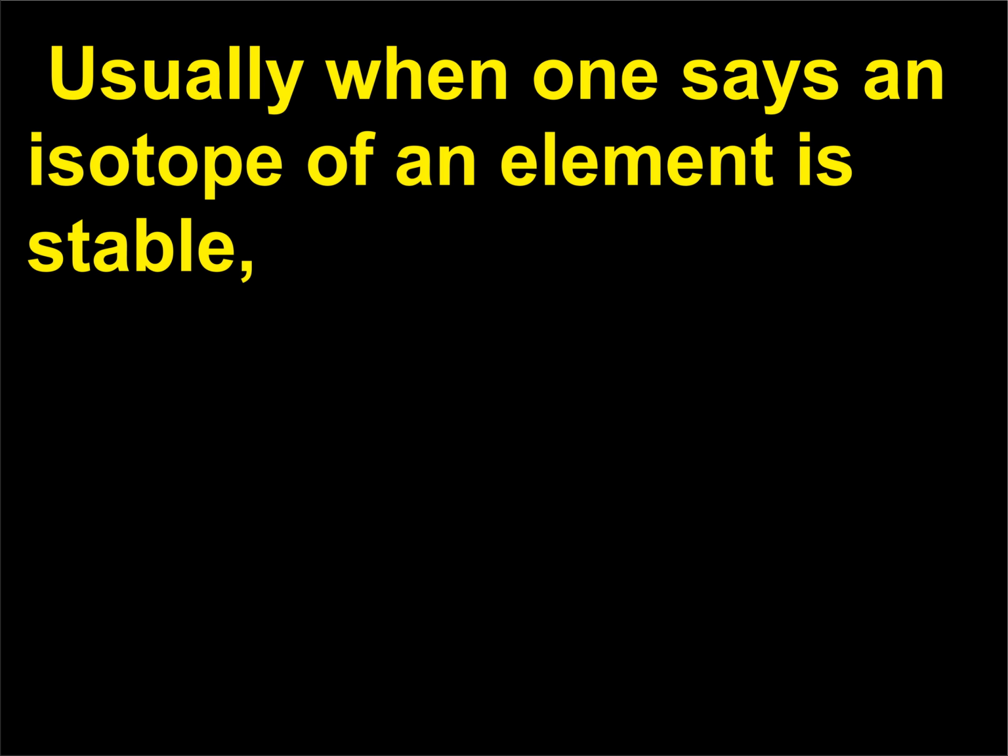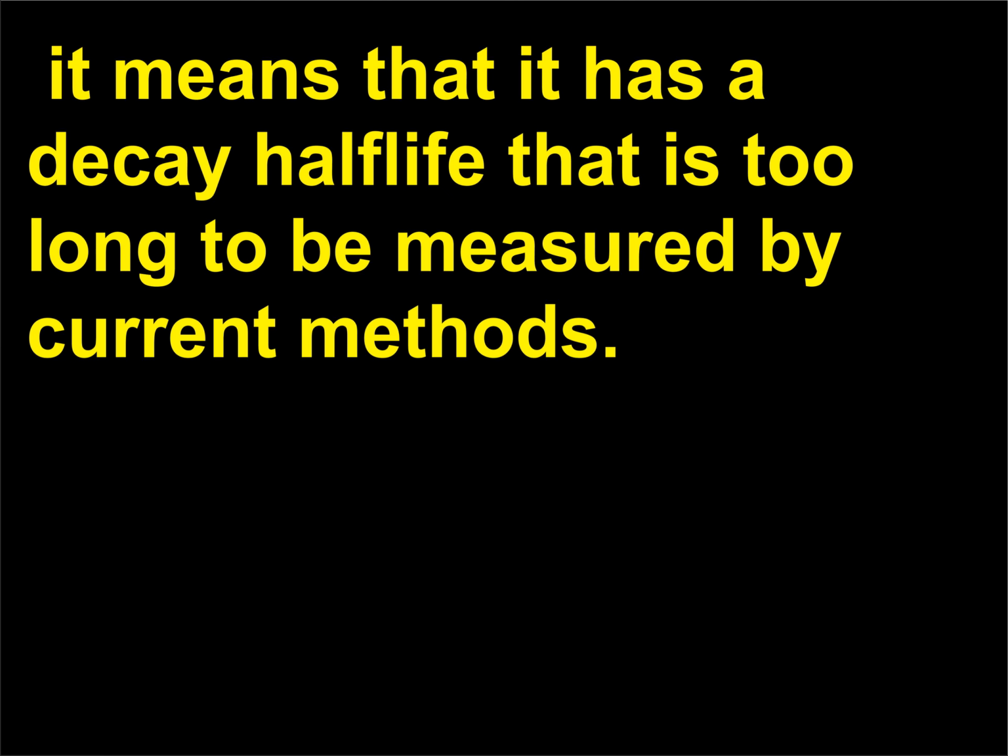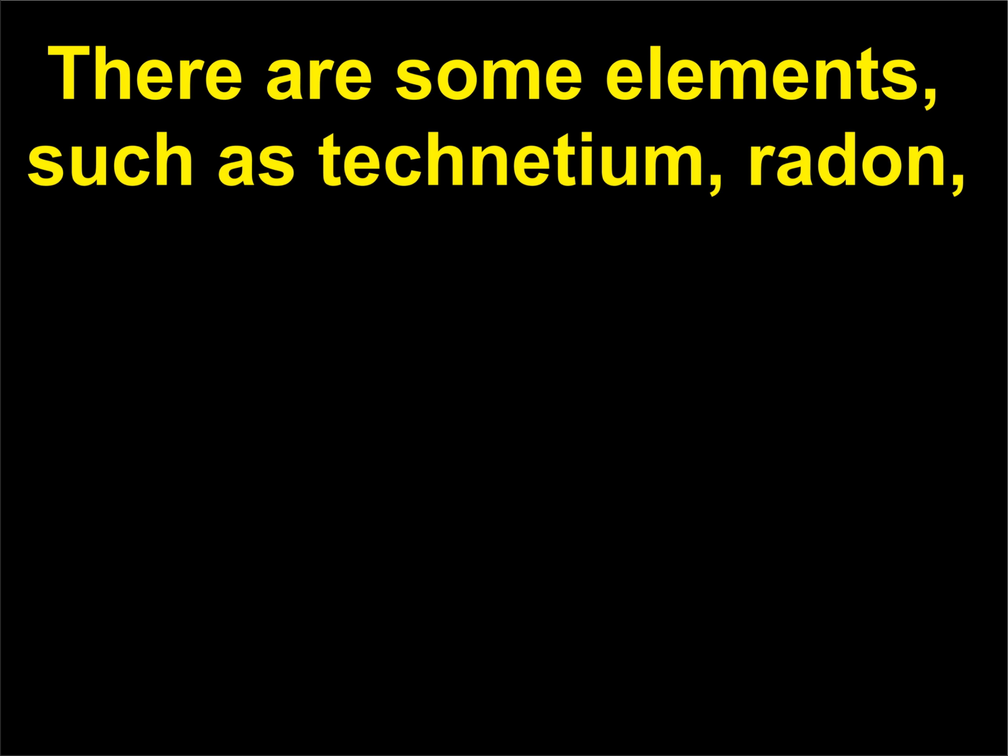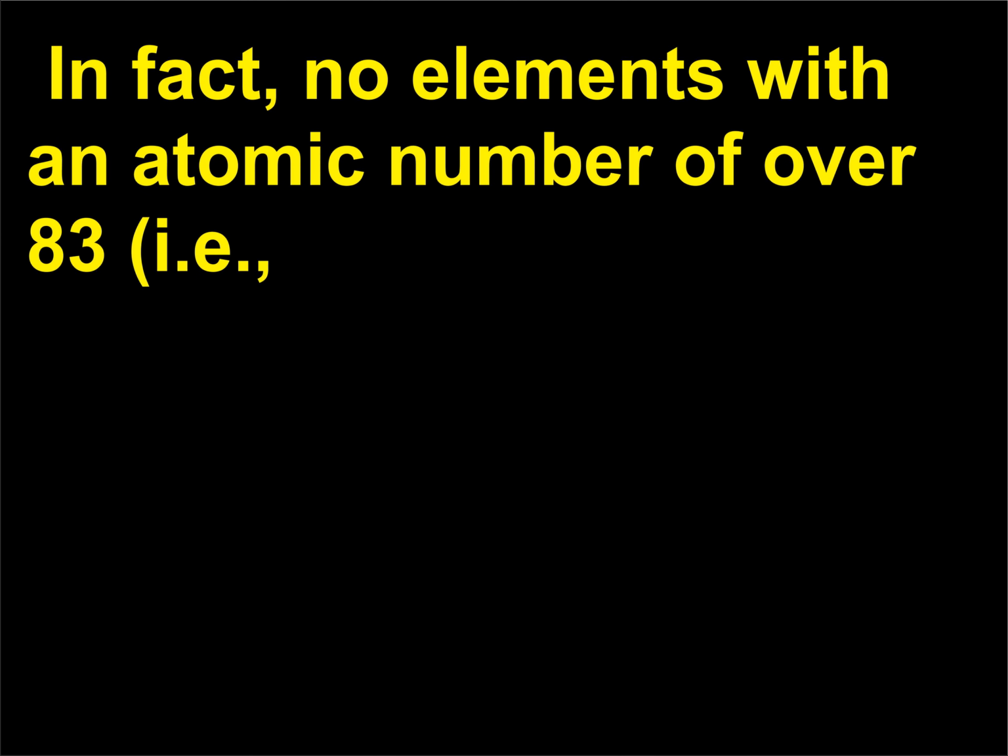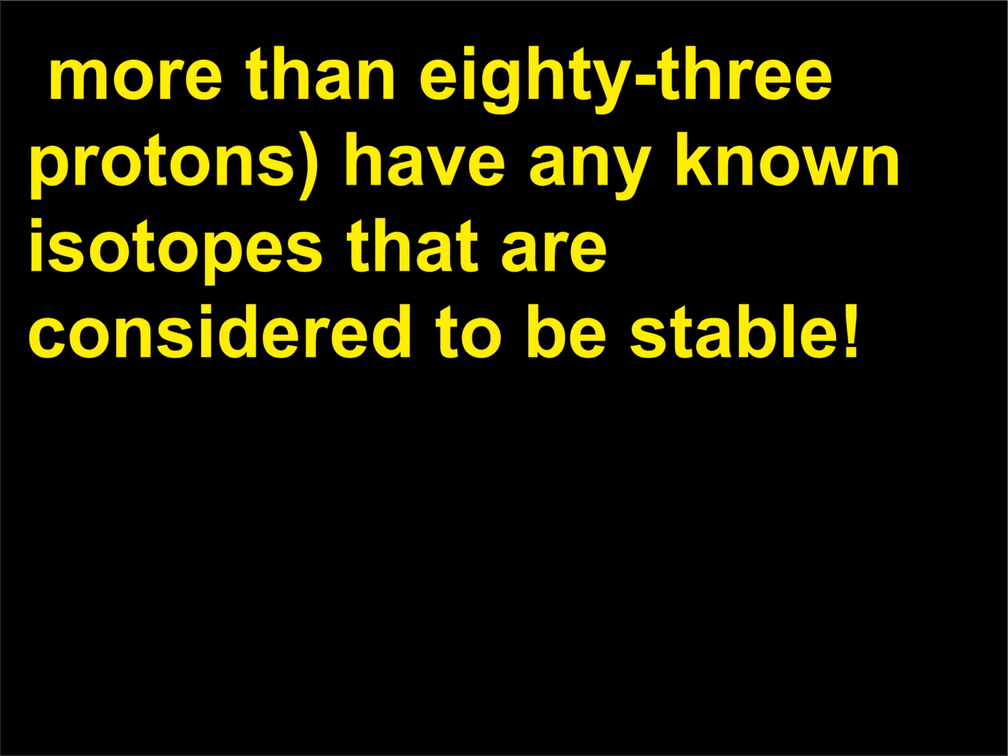Usually when one says an isotope of an element is stable, it means that it has a decay half-life that is too long to be measured by current methods. There are some elements, such as technetium, radon, and plutonium that do not have any stable known isotopes. In fact, no elements with an atomic number of over 83, i.e., more than 83 protons, have any known isotopes that are considered to be stable.